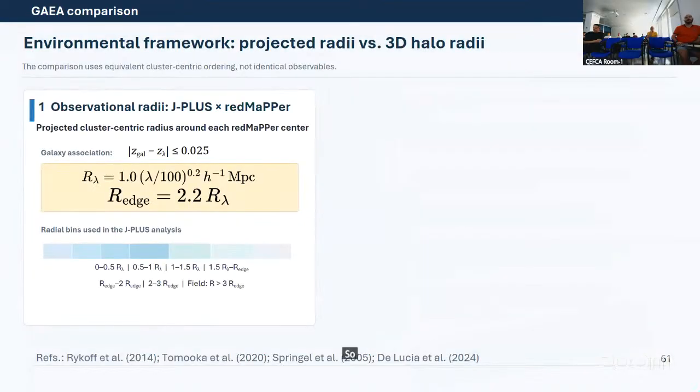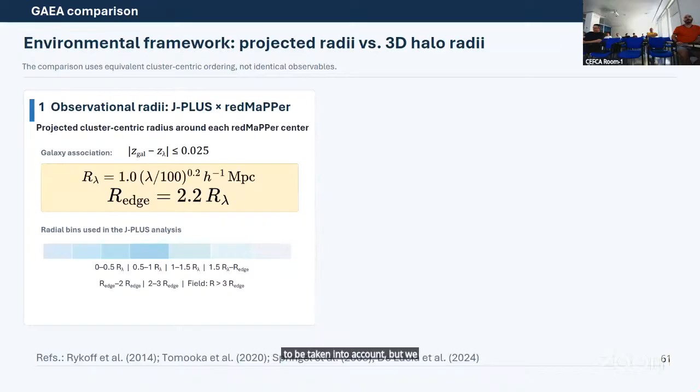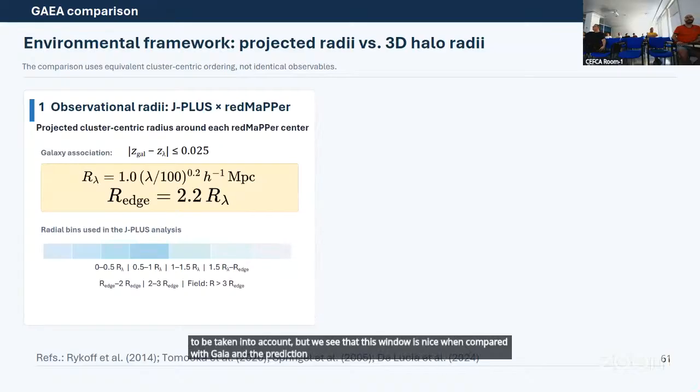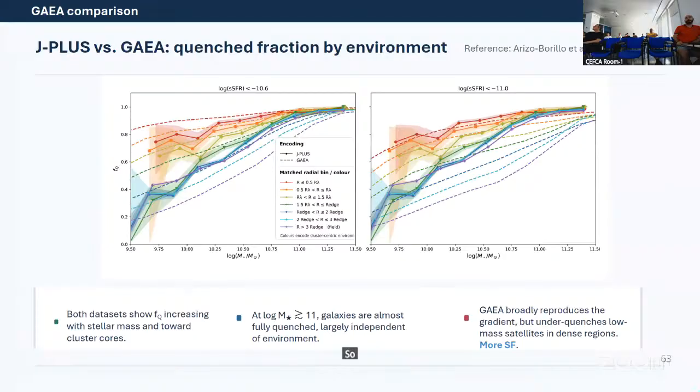So to make just a comparison, we have just to take into account that the observational data has problems of projections that have to be taken into account. But we see that this window is nice when compared with GAEA, and the projection effects do not affect substantially the quench fraction. So basically, take into account that we are having here the projection effects, while in GAEA we shouldn't have it because we have all the 3D information.